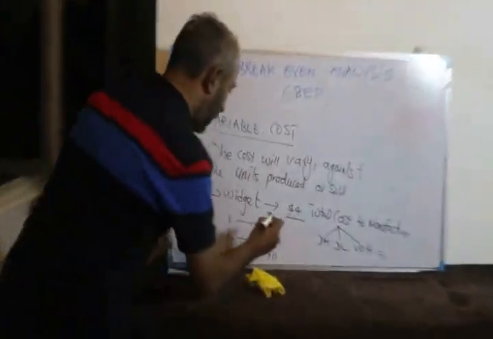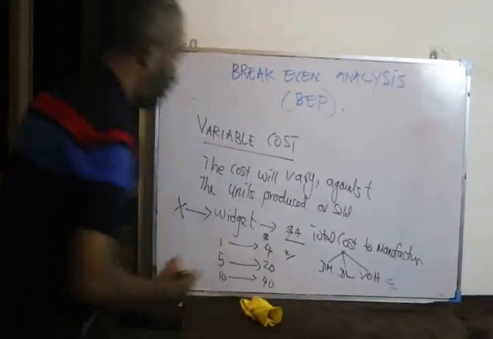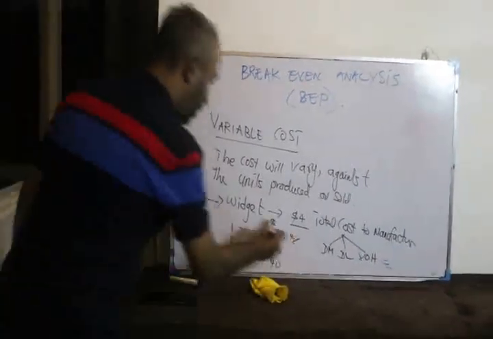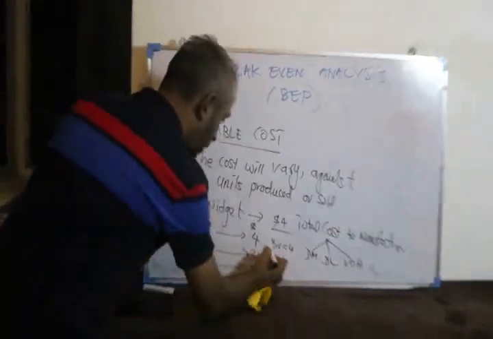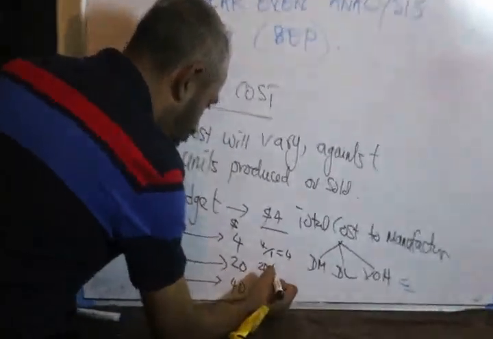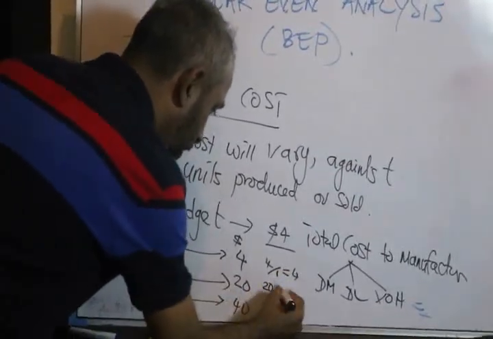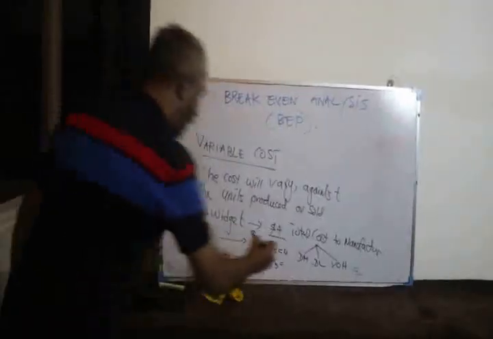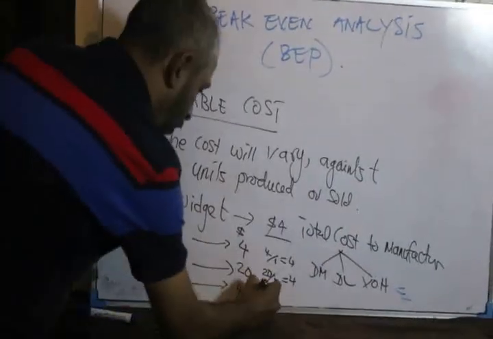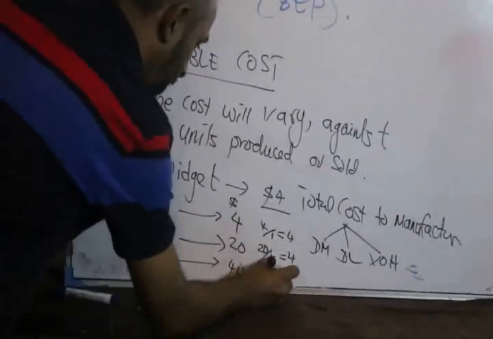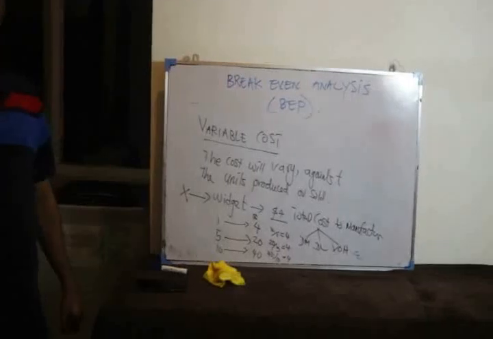How do we do that? We take the total cost, which is 4, and we divide that by the number of units we produce. The number of units we produce is 1. Answer, I am getting 4 here. Let's redo the same thing over here. 20 divided by 5, again the answer I am going to have will be 4. And we'll do the same thing for this one. 40 divided by 10, and again the answer I am going to have is 4. So this is the meaning of the variable cost.